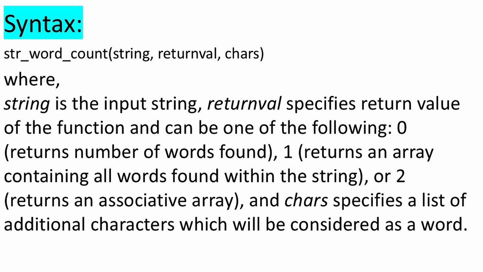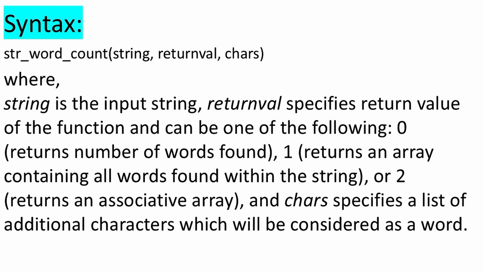If you set returnval to 0, the function will simply return the number of words found in the string. For example, if your string is Hello Steve, the function will return 2 because there are 2 words in that sentence. If you use returnval as 1, PHP will return an array that contains all the words found inside the string. That means instead of just a number, you'll get a list of the words stored in an array format. Finally, if you use returnval as 2, the function returns an associative array. This means PHP will not only give you the words, but also their position indexes inside the original string.